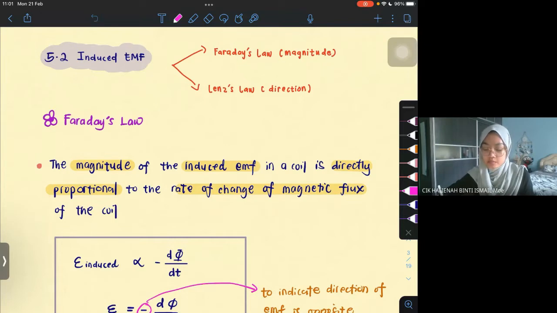Okay, so soalan yang sebelum ni boleh ignore. Kalau siapa yang sudah download tu boleh ignore that one and then download semula yang Miss sudah upload tadi. Okay.